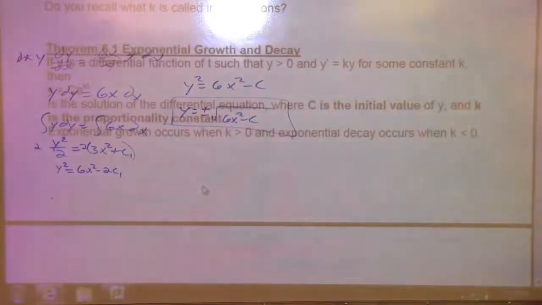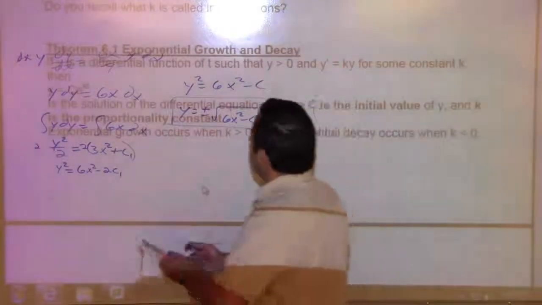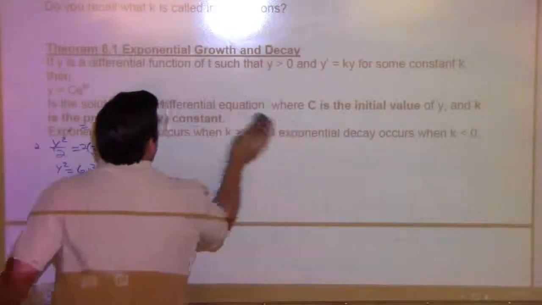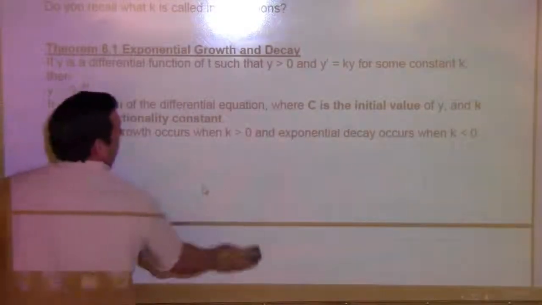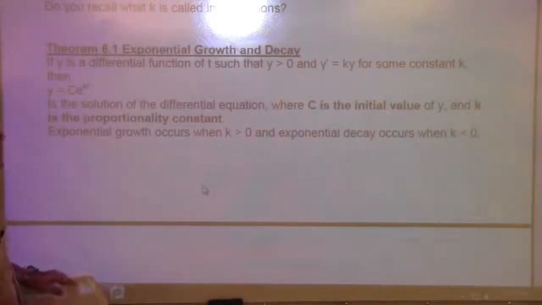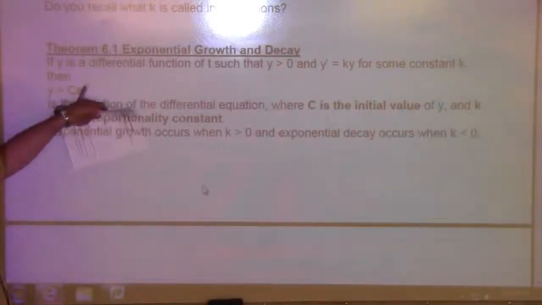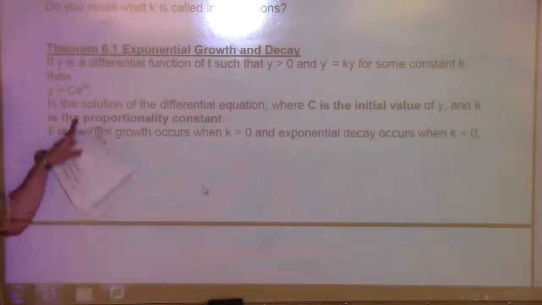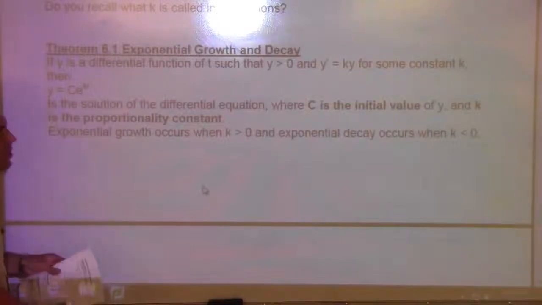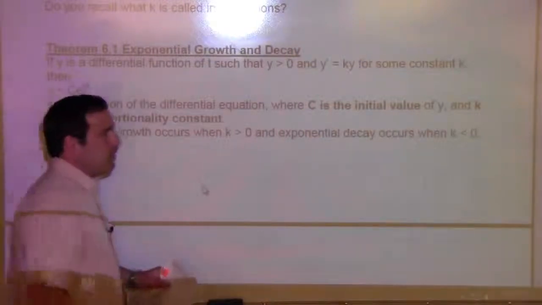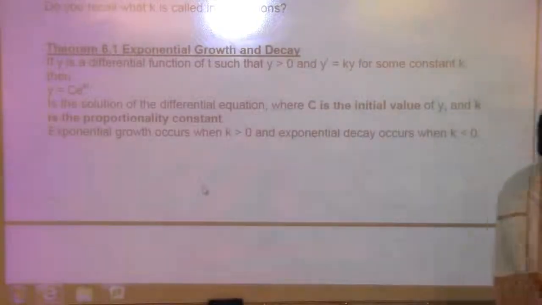So the 6.1 theorem says exponential growth and decay. If y is a differentiable function of t such that y is greater than 0 and y prime is equal to ky for some constant k, then y equals c e to the kt is the solution of the differential equation. Big deal here, where c is the initial value of y and k is the proportionality constant. Exponential growth occurs when k is positive and decay occurs when k is negative.